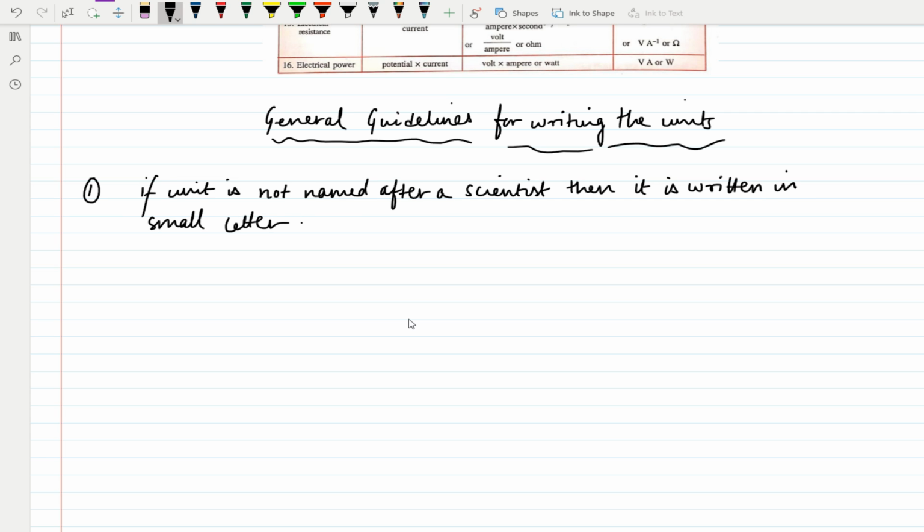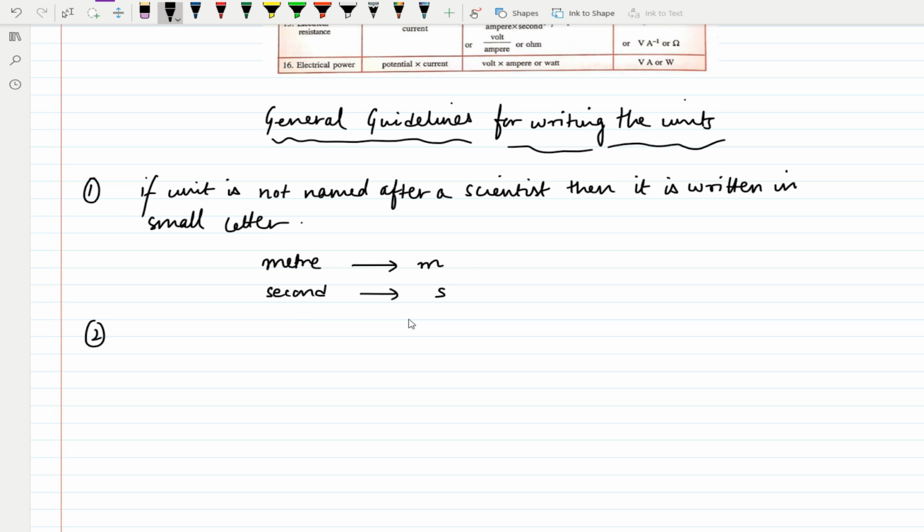Suppose meter is an example. It is not named after a scientist, so you write it in small letters, small m. Similarly, second is not named after a scientist, so you write it with small s. This is the first guideline.